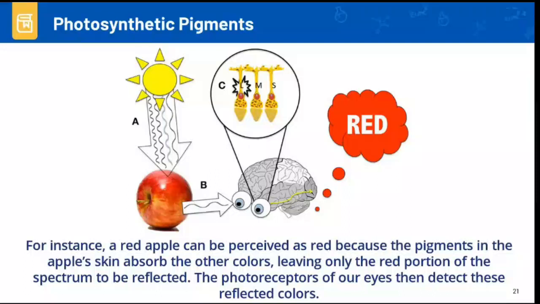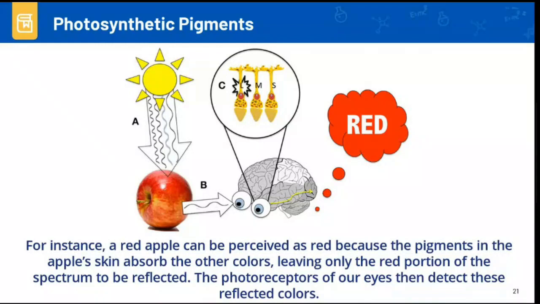It's because mostly nagre-reflect sa kanila is yung kulay green na wavelength. That's why it appears na kulay green sa mata natin. Okay? So, these pigment molecules are a bit like antennas, specialized for receiving light energy of only certain wavelengths.